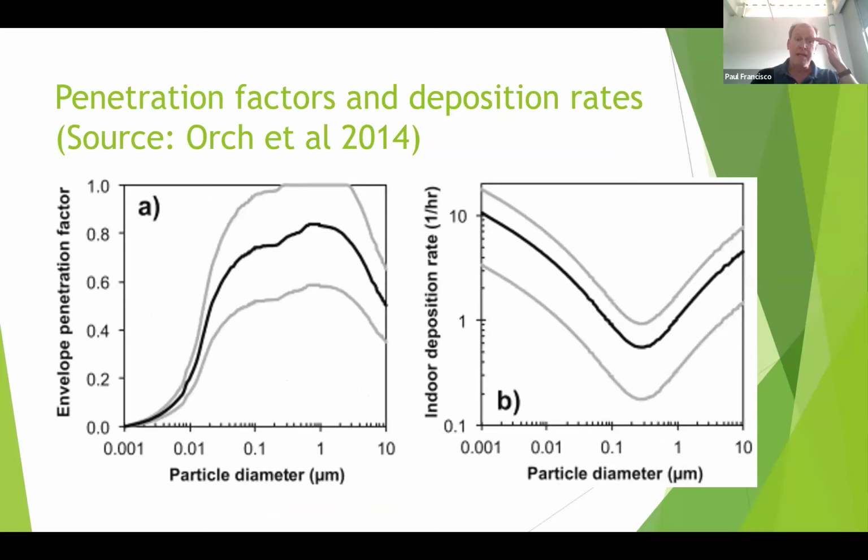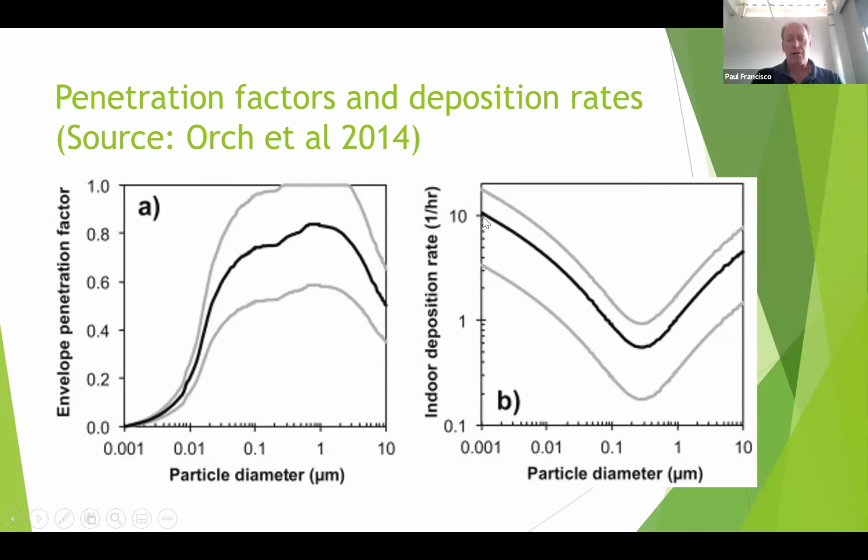This graph I wanted to show just because I think it points out how important particle size is. On the left, this is about penetration factor, and we've got particle diameter on the bottom, from really tiny particles up to 10 micron particles. This is the penetration factor for these different size particles. You see that it starts really low, it gets quite high as we get up to about 0.1 microns and up to 1 micron, and then it starts to drop again. In the early part, there tends to be diffusion out. When you get to the larger particles, they tend to fall out.